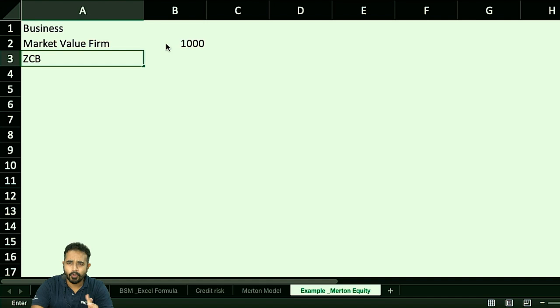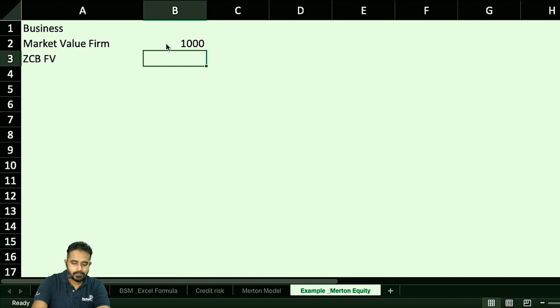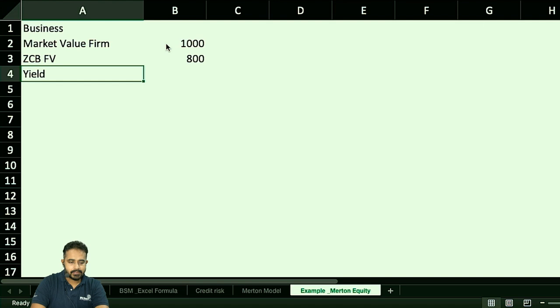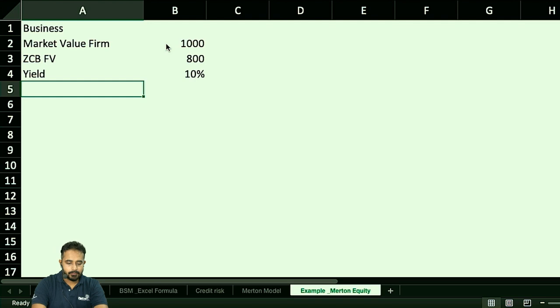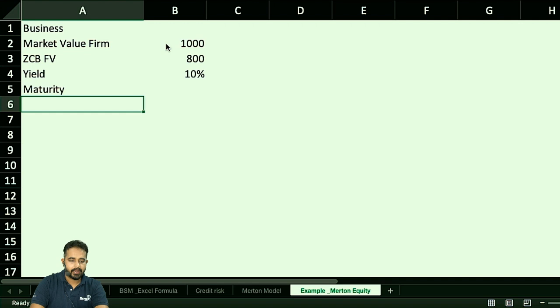So a single zero coupon bond, which has a face value of 800. The yield offered on this bond is 10%, and the maturity of the bond is going to be 5 years. All right, maturity is going to be 5 years.